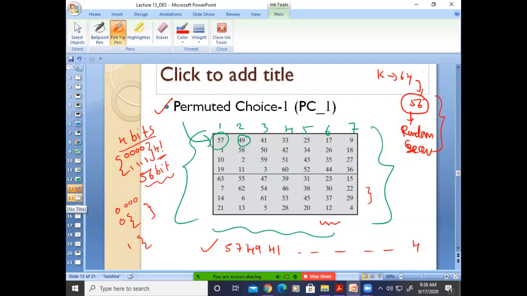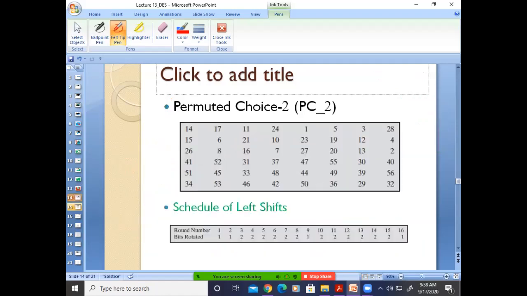Yes, sir. Clear or not? So this DES or AES you can do as a project. It may take so much time for rearranging and taking the permutations, but once you're done, it will become a project. Now in permuted choice 2, what is happening?